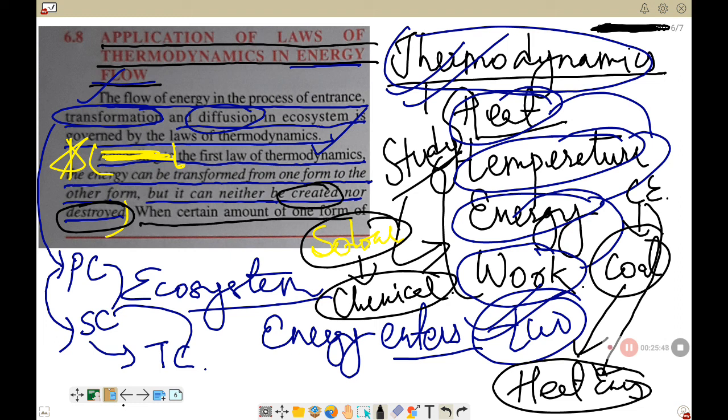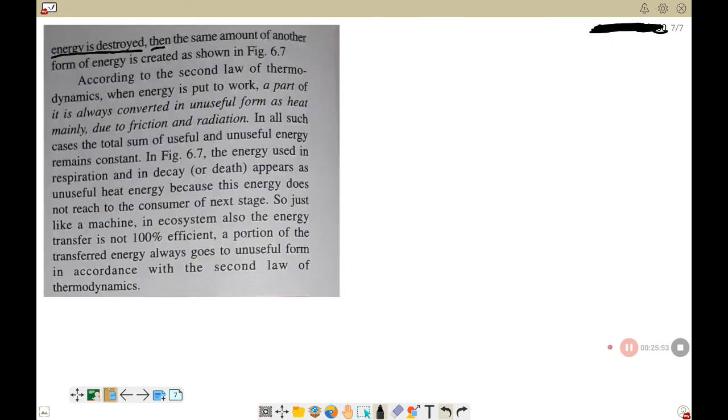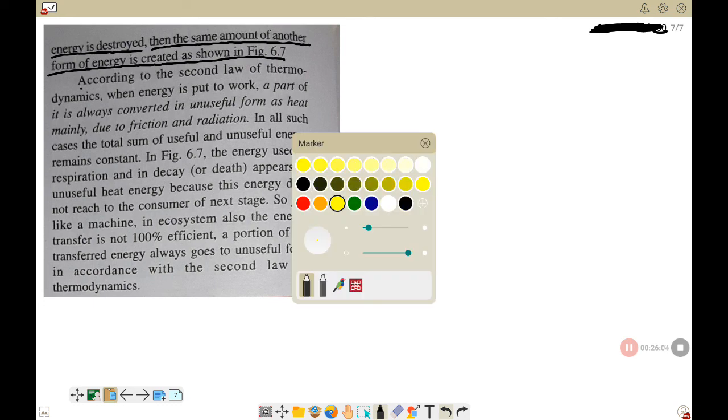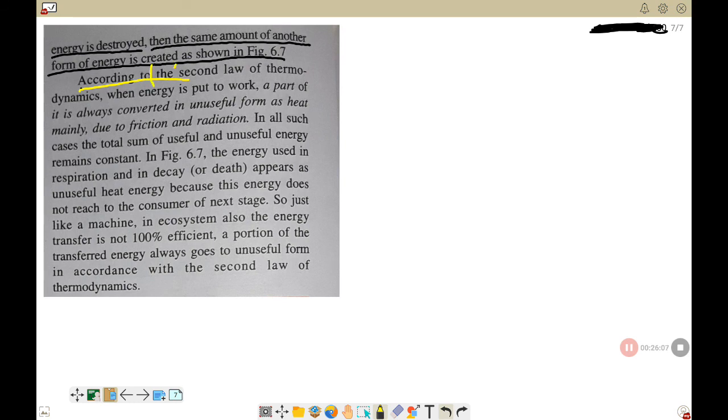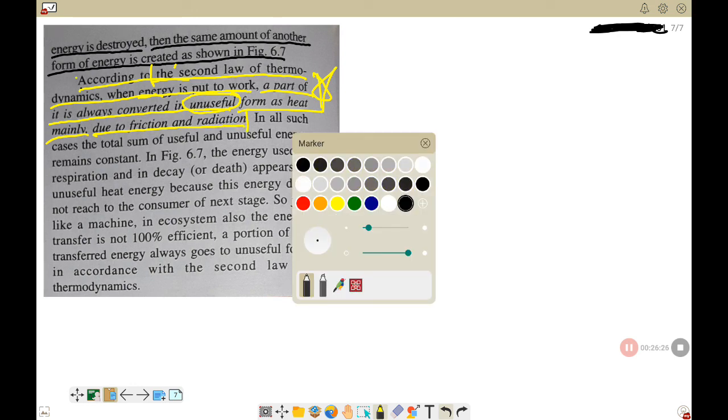So when a certain amount of one form of energy is destroyed, then the same amount of another form of energy is created, as shown in figure number 6.7. So this is our first law. Now the second law. Okay, you can underline the second law also. According to the second law of thermodynamics, when energy is put into work, a part of it is always converted into unuseful form, very important thing to remember here, unuseful form as heat, mainly due to friction and radiation. So this is what is said by the second law.